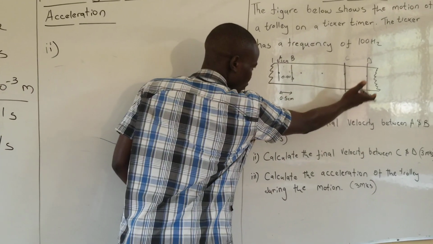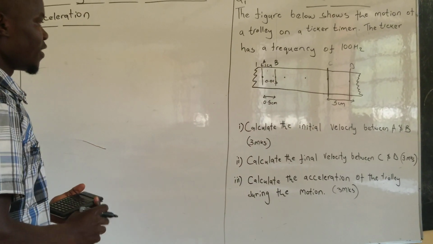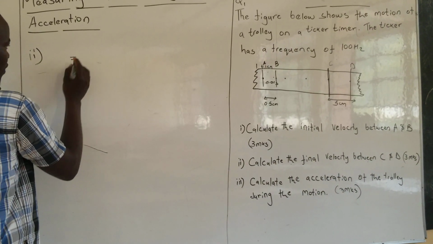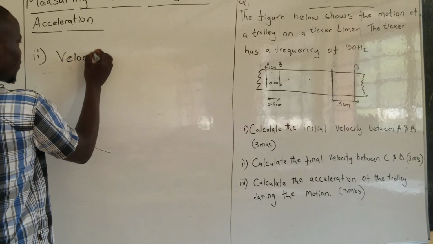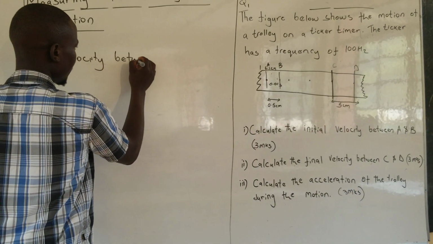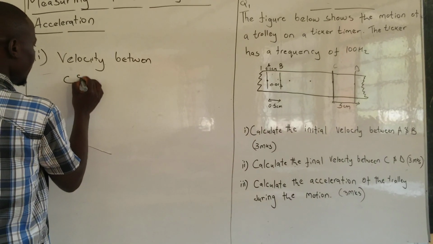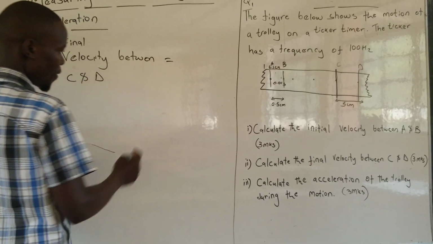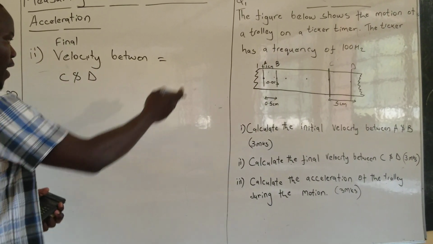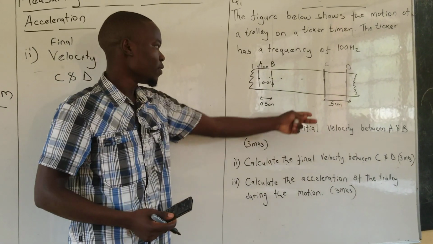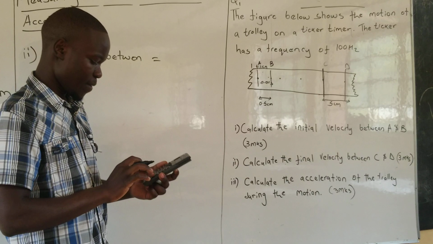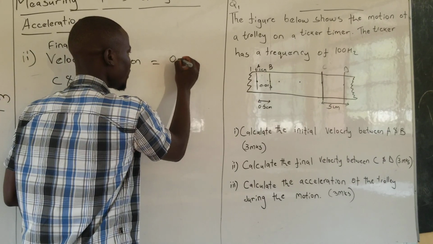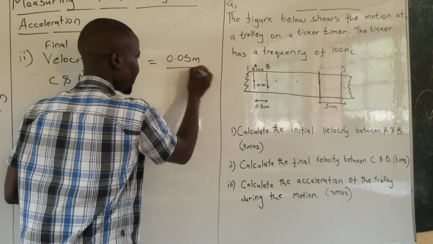Now, take a look at the distance there. The displacement there is 5 centimeters. So I'll get my velocity between C and D. And you also have to bear in mind that it's final velocity. So how do I get the final velocity between C and D? I take the displacement there, 5 centimeters, which is in centimeters. Therefore, I divide it by 100 to get 0.05. So 0.05 is in meters.